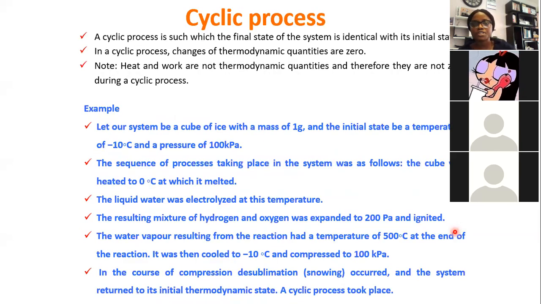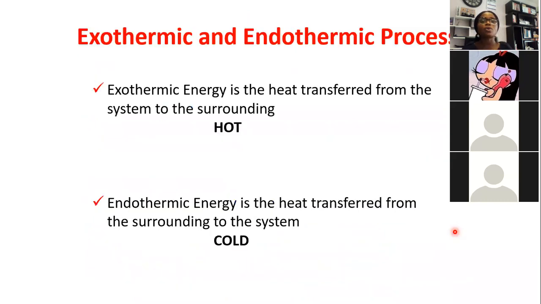Now, cyclic process. A cyclic process is one in which the final state of the system is identical with its initial state. In a cyclic process, changes of thermodynamic quantities are zero. Note, heat and work are not thermodynamic properties, and therefore they are not zero during a cyclic process. You can read up the example on the slides that will be shared with you after the class.